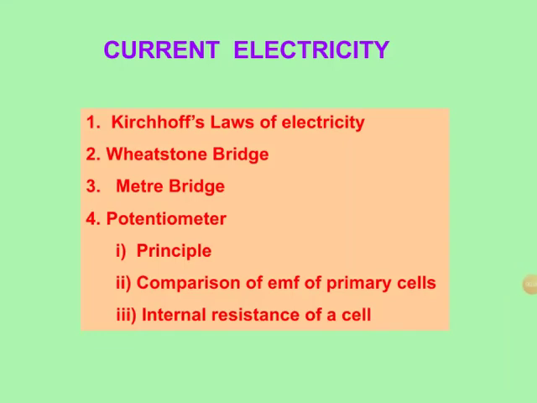In this physics class about current electricity, in the first part we learned about Kirchhoff's law of electricity, and then the Wheatstone Bridge. In the last part, we will try to learn about the application of the Wheatstone Bridge and Kirchhoff's law. For that, we will have to learn about the meter bridge and then the potentiometer.